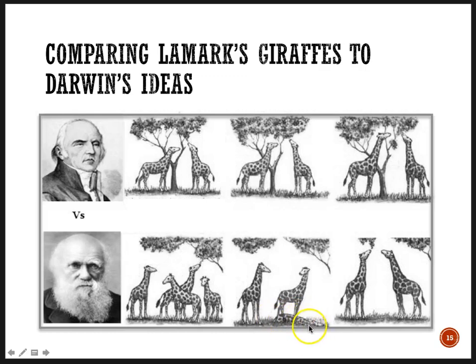And all the other ones, they die because they lose the contest. And so in the next generation, the only ones that are going to be able to reproduce are the ones with the longer necks. And so they pass those longer necks on to the next generation. That's a pretty big difference.